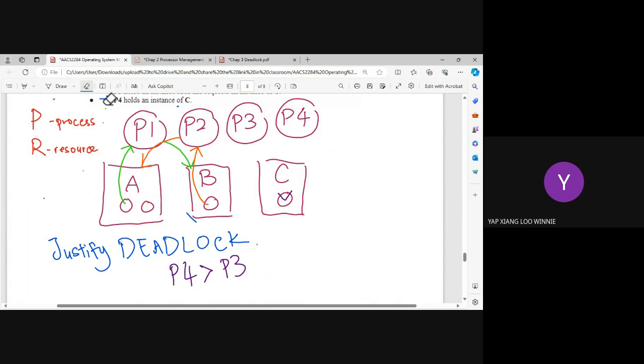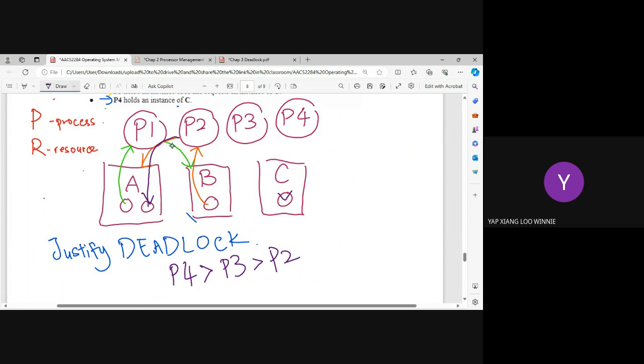Now you see there's only 2 processes left, only 1 and 2. So can I go with process 1? Process 1 is holding A and requesting B, but this B is held by process 2, which is not done yet, so I cannot do process 1. What if I start with process 2? Process 2 is holding B and requesting A. A is available after process 3 is done. So your P2 is going to execute next.